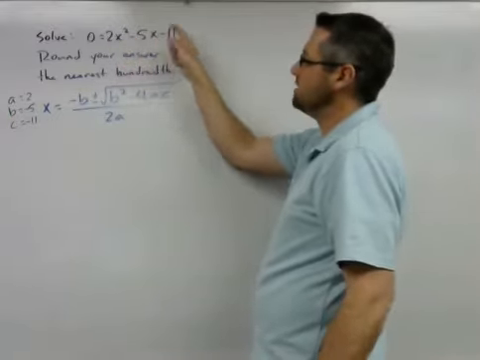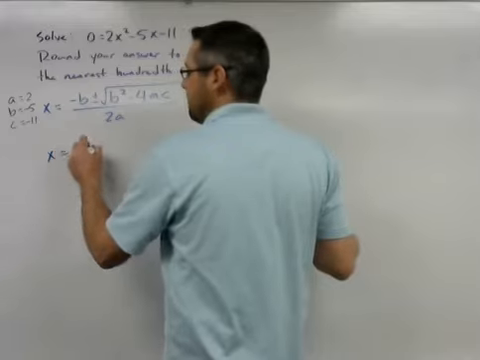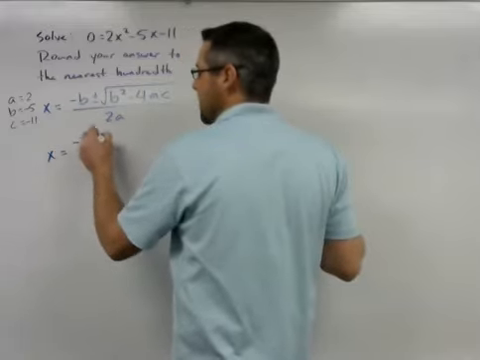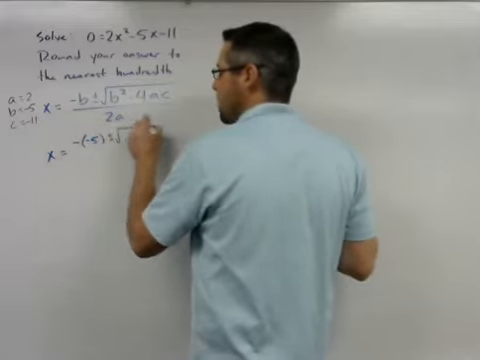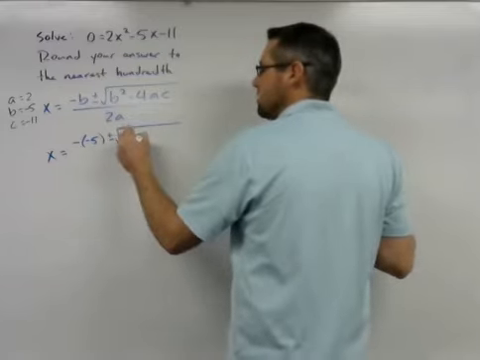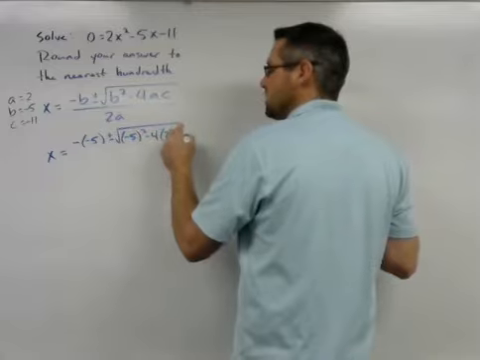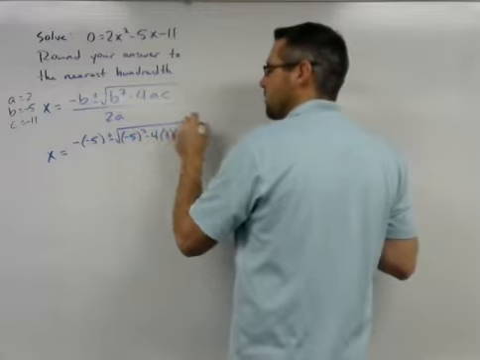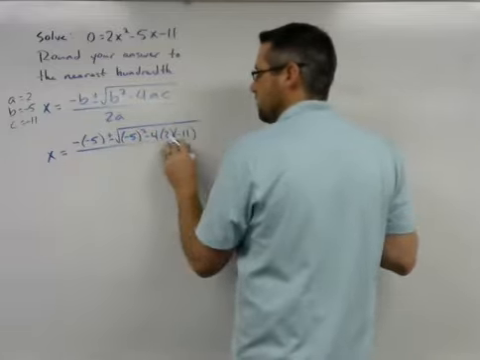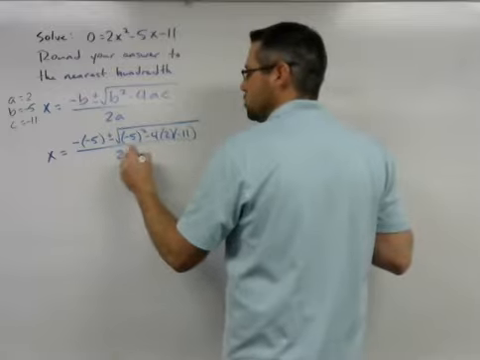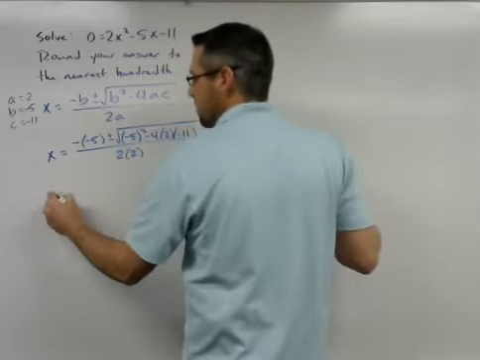Remember, when you plug them in, put them in parentheses. So it'll be negative parentheses, negative 5, plus or minus the square root of b squared, so that'll be negative 5 squared, minus 4 times 2 times negative 11, all over 2 times 2. And then from here, we'll simplify.